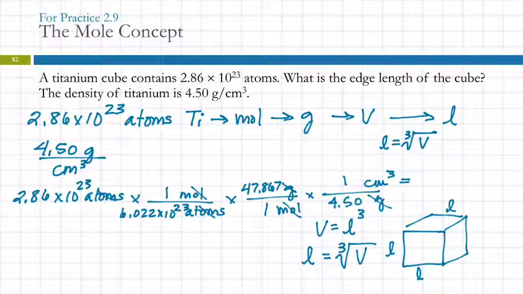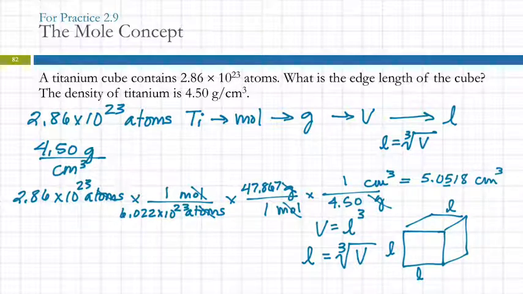So we've got 2.86 EE23 divided by 6.022 EE23 times 47.867 divided by 4.5 equals. I'm going to think about sig figs. I should have 3 because this number of atoms and the density both had 3 sig figs. So 5.05 is my 3 sig figs. Write down 2 extra digits. That's my volume in cubic centimeters.